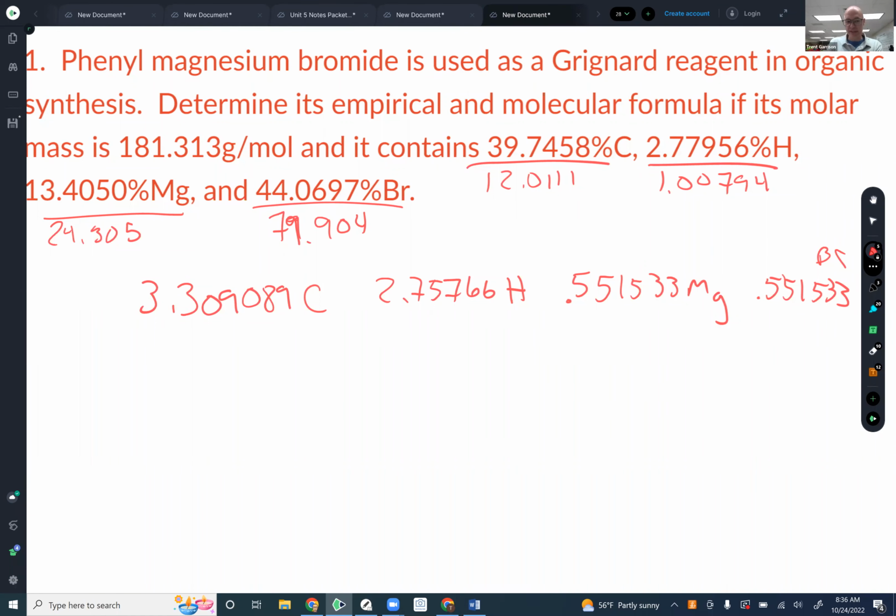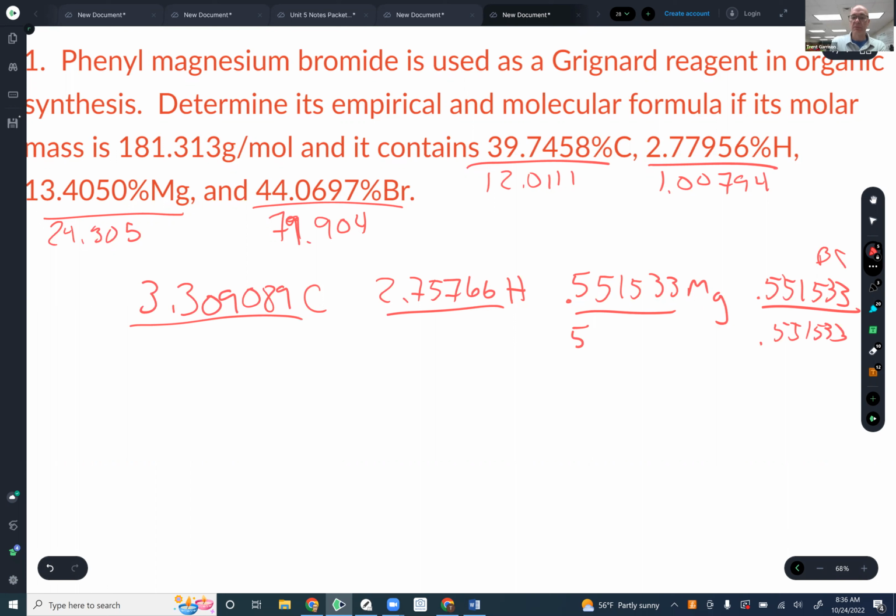Okay, so with that, we don't have whole numbers, so we have to jump to the second step, however you want to look at this. We could divide each one of these by the smallest. Well, the smallest is the 0.551533. Both of these are going to end up being 1. These will end up being 1s.